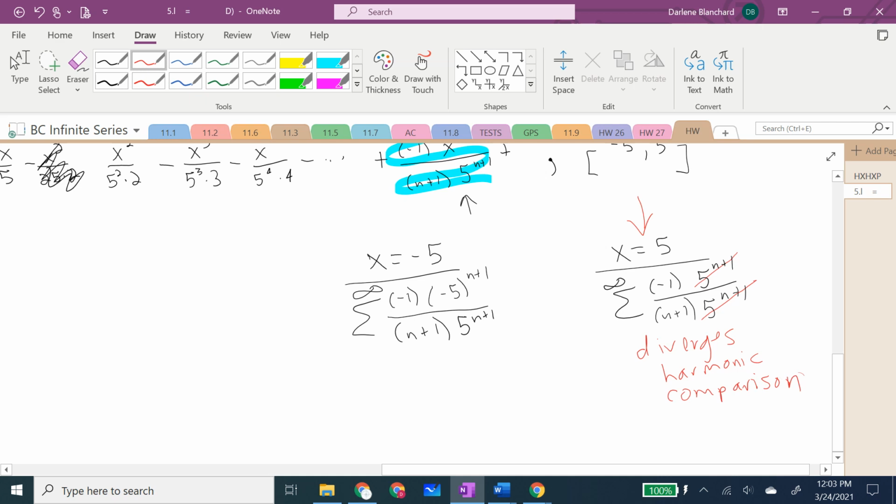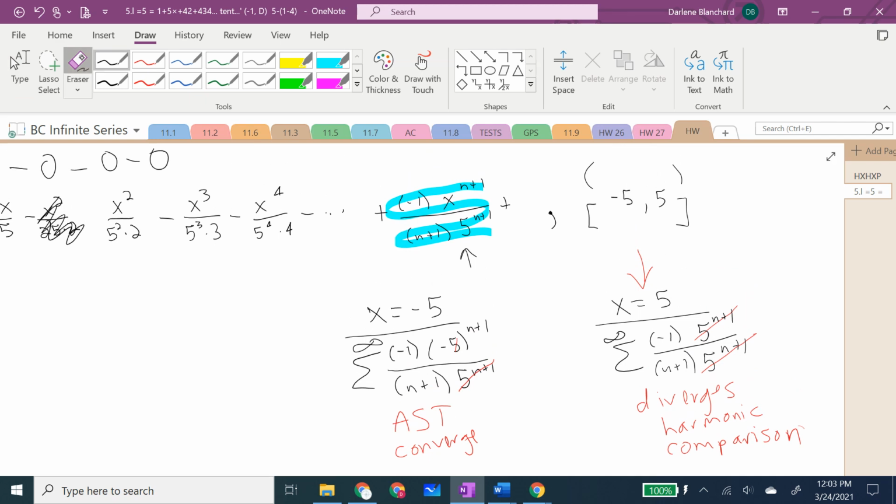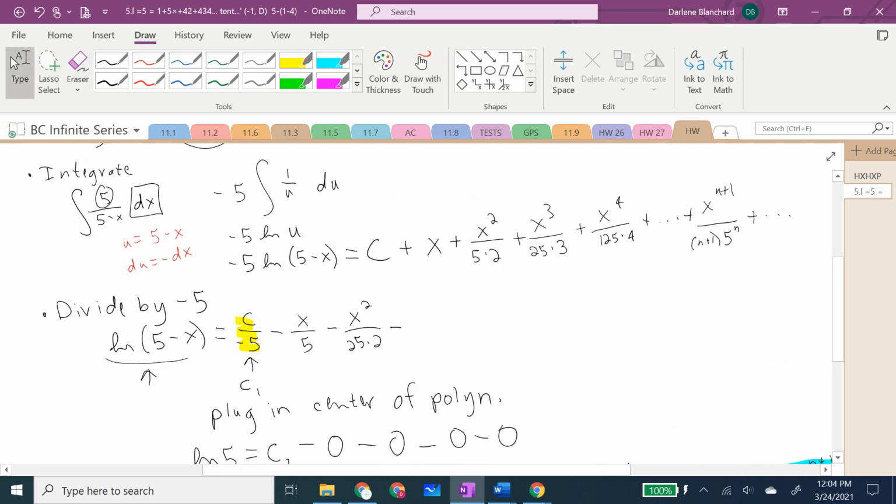Over here with this one, this -1 is just a -1. These are going to cancel and leave me with a -1 to the n+1. This one is an alternating series. And so it will converge by alternating series test. So if I wanted to do the interval of convergence, I now know that it converges at -5 and diverges at 5. And so that's the end of that problem. Woo! 1 down, 2 to go.